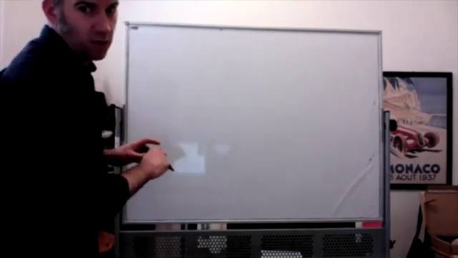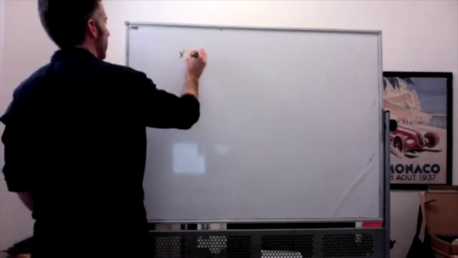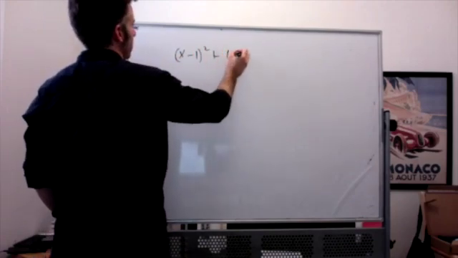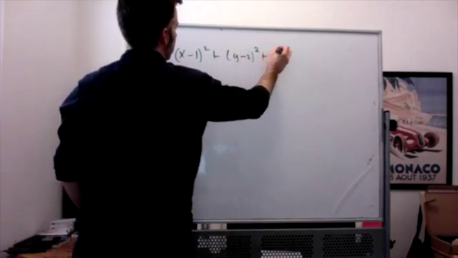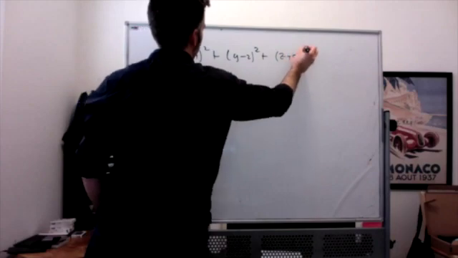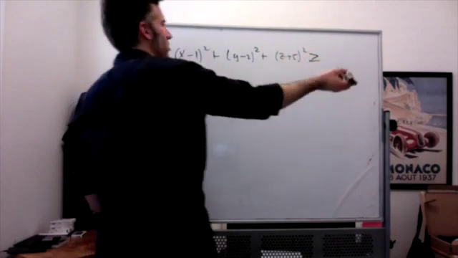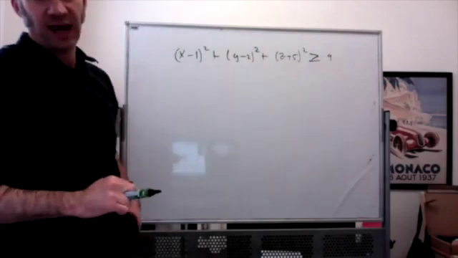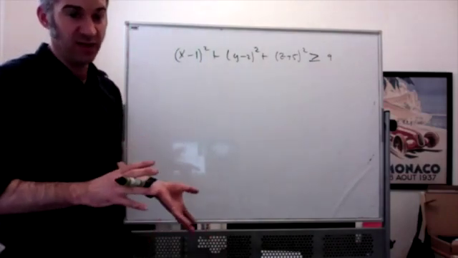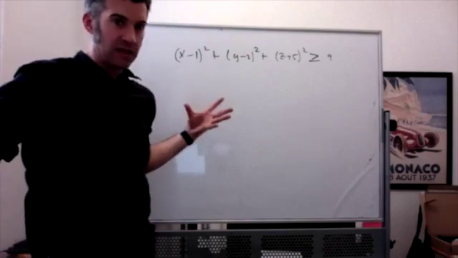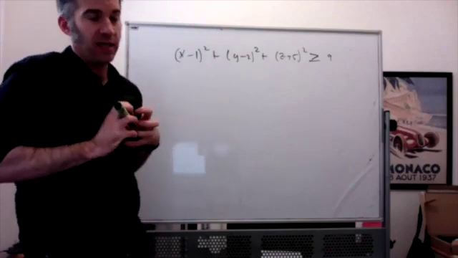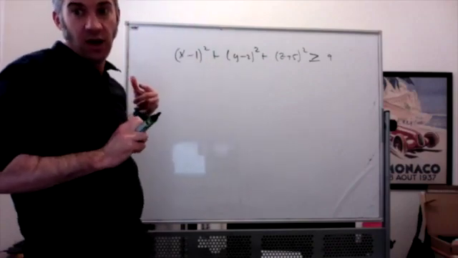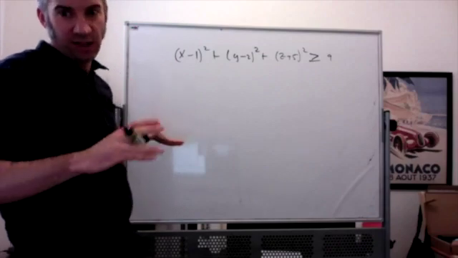So first, this one. What if I had (x − 1)² + (y − 2)² + (z + 5)² ≥ 9? Well, that's everything outside of the sphere. So it's all of space except for what's inside the sphere. It does include the boundary of the sphere still. If it was strictly greater, then it would just be everything outside of the sphere.